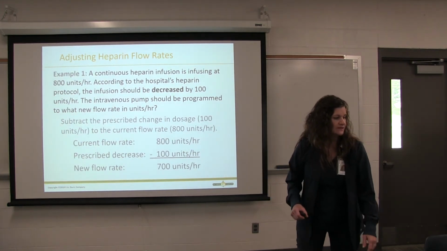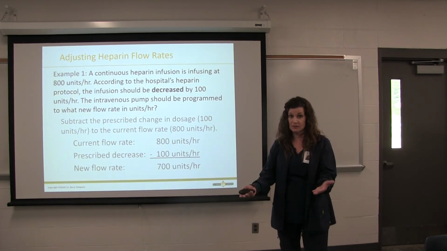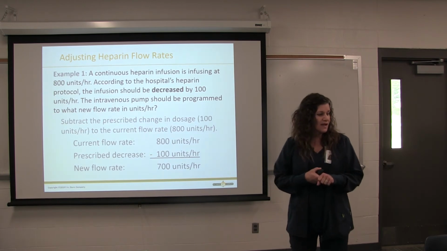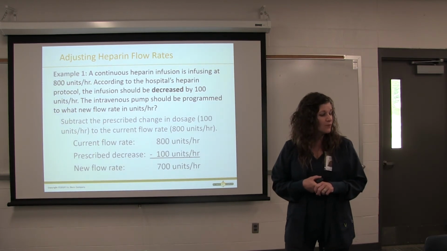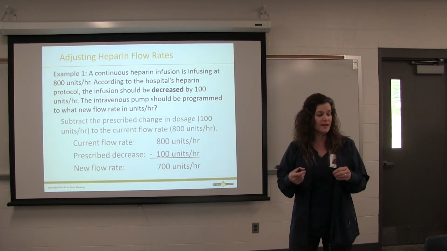Okay, we have heparin infusing. It's been going at 800 units. So in this case, it's going in units per hour. According to the protocol, it should be decreased by 100. So the IV pump should be programmed to what new flow rate?